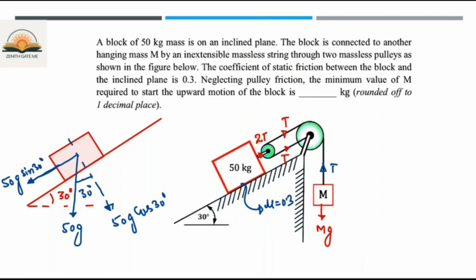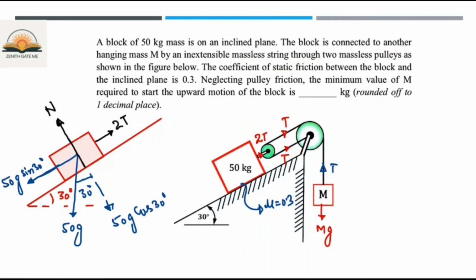This is one force acting over the block of mass 50 kg, the weight of the block. Another force: as this block is in contact with the inclined surface, there will definitely be a normal reaction, acting perpendicular to the surface of contact. And another force will be the tension, 2T.